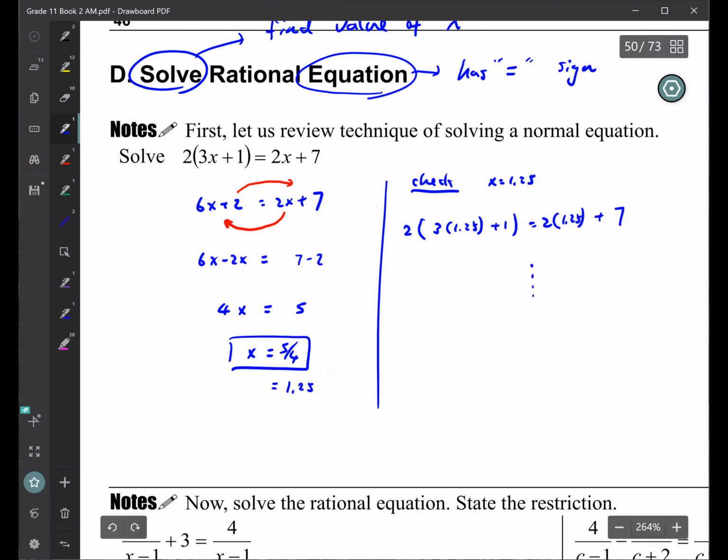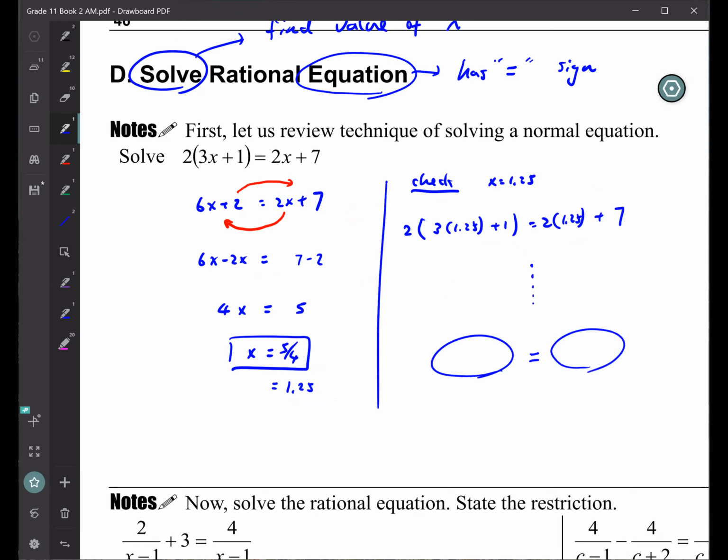So eventually, if you simplify both sides, you're not moving things around, then you should get both sides equal each other. Okay, so the left side equals the right side, the number, okay? You follow the order of operations. If at the end, the left side doesn't equal the right side, that means the answer that you got is not correct. Okay, so this is a quick review of how to solve.